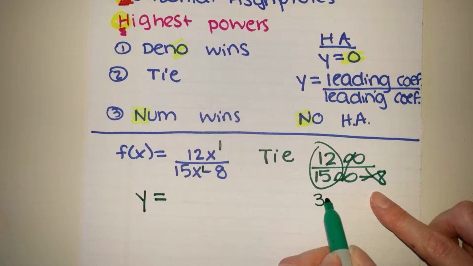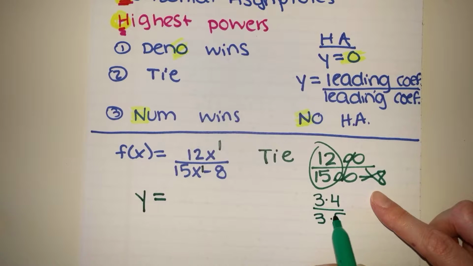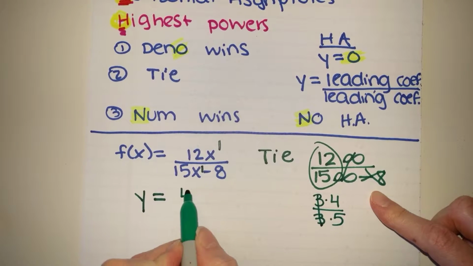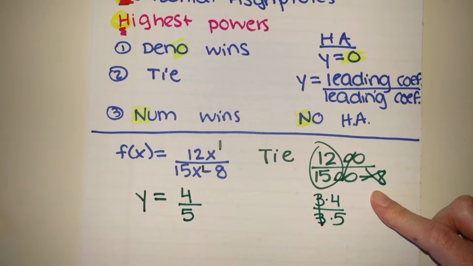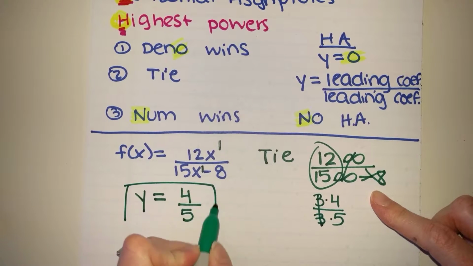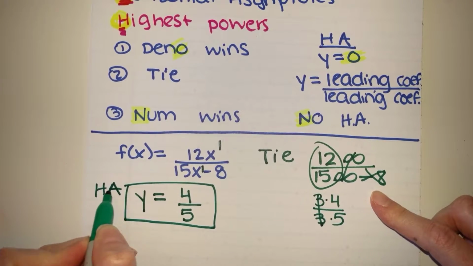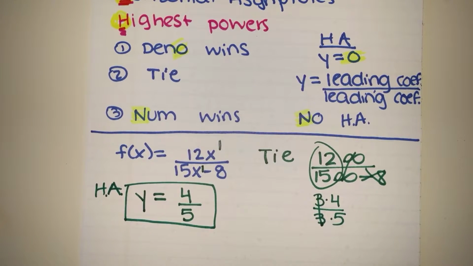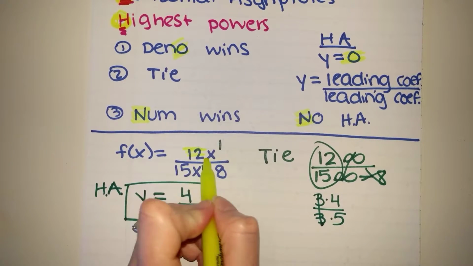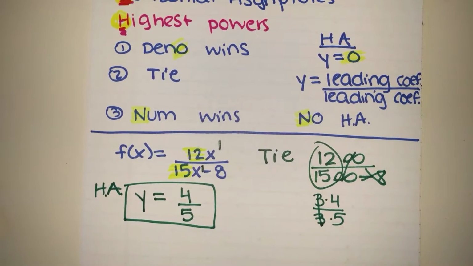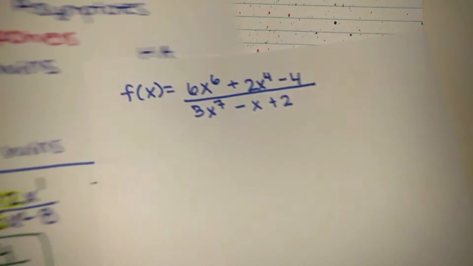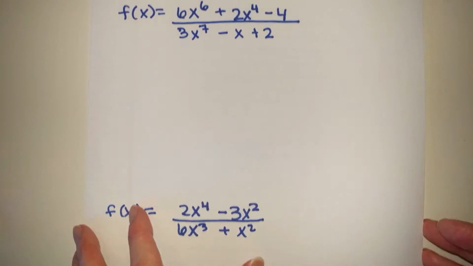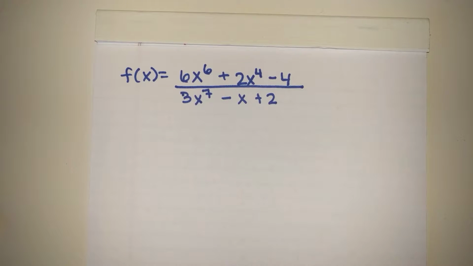And then reducing your 12 over 15, they have a common factor of 3. So you'll say that the horizontal asymptote is y equals 4/5. So again, our horizontal asymptote is given by the leading coefficient, the coefficient that's on that highest power, and then the other coefficient that's on the highest power in the denominator.